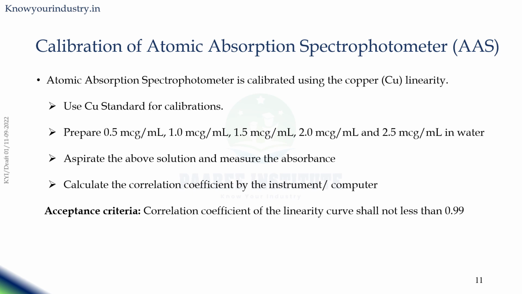Atomic absorption spectrophotometers are calibrated from time to time by using copper standard solutions. Copper standard solutions at different concentrations will be prepared and aspirated into the instrument, and the absorbance will be measured and a linearity curve built for the different concentrations. The correlation coefficient of the linearity curve should be around 0.99. It should not be less than that. Then the calibration will pass and your instrument is working fine.